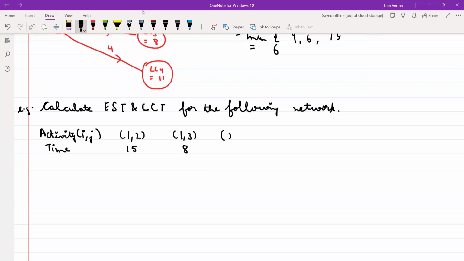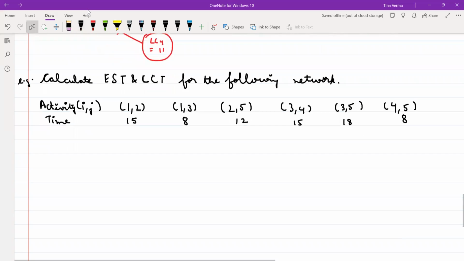For activity 2 to 5, I require time 12. For activity 3 to 4, I require time 15. For activity 3 to 5, I require time 18. And for activity 4 to 5, I require time 8. Is it clear? So whenever you have to find EST or LCT, if any information is given to you, you have to first construct your network.